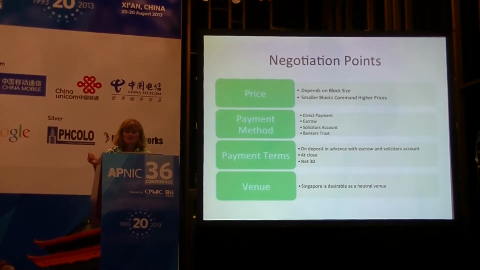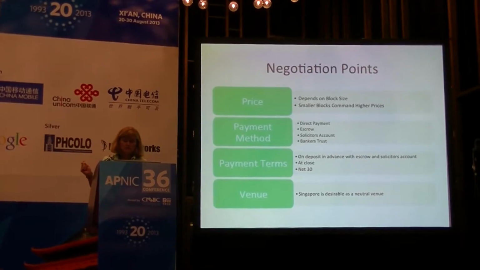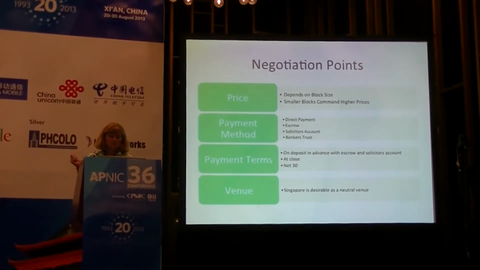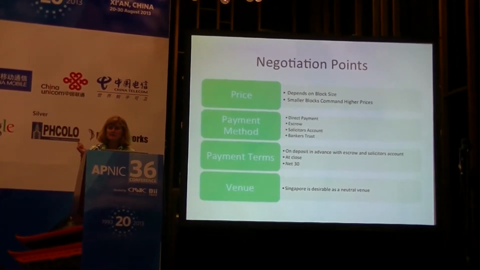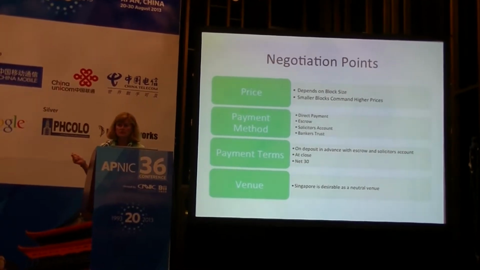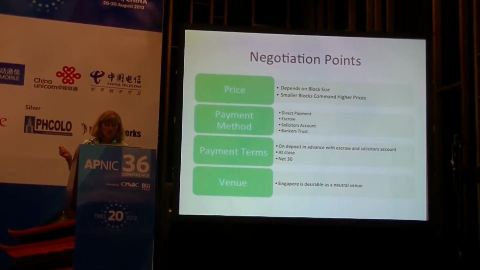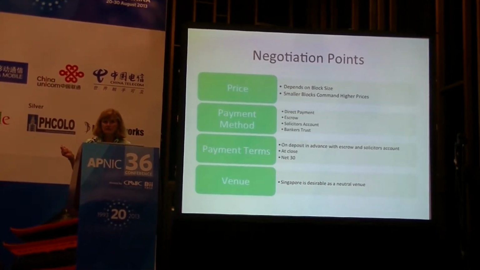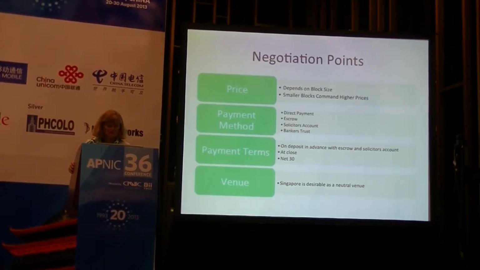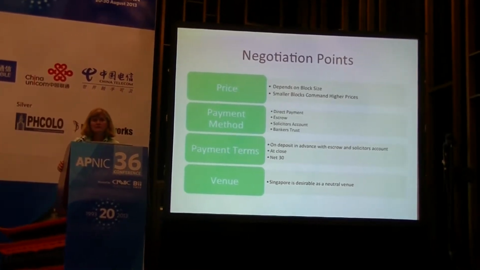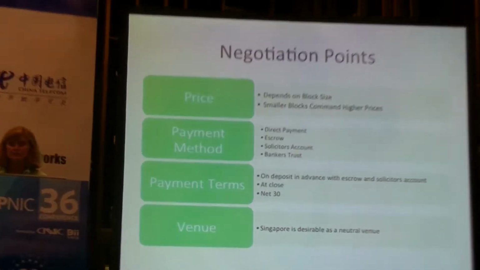The payment method, as I said, varies from direct payment, where you just do a cash transfer from account to account. But we also see escrow, solicitor accounts, bankers trust, lots of vehicles. And then payment terms can be deposit in advance if you use escrow or solicitor accounts, or at close if you do a transfer, or something like net 30 days, where some people will do a purchase order and transfer 30 days after the transfer of the IPs. And in Asia, probably 95% of the time we see Singapore as the most frequent legal venue.